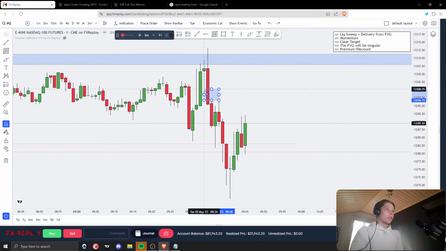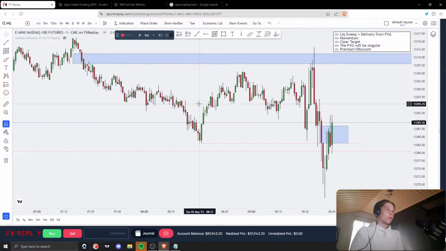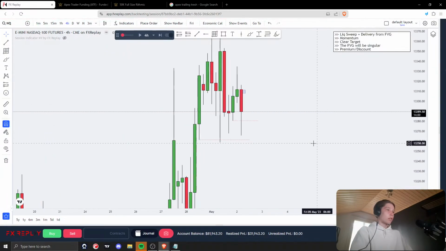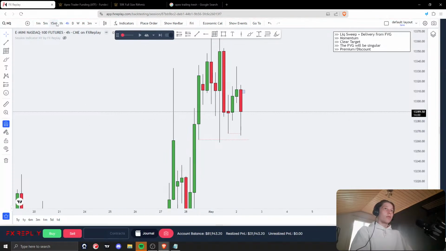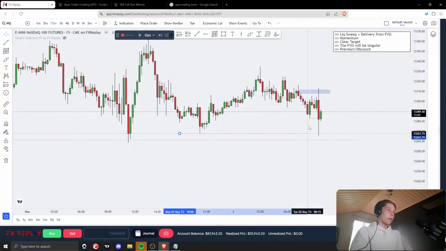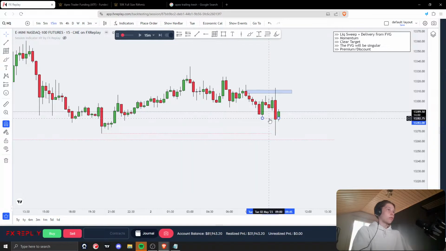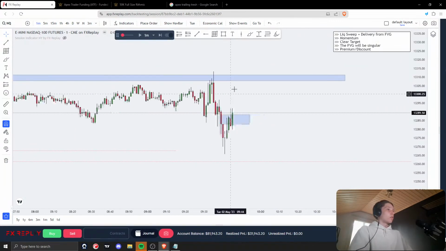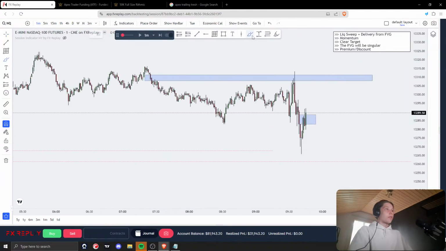Okay, that one gets flipped. The only question is, can we or should we take this? Well, that 4-hour low gets tapped, and not only tapped, also swept. But I think we're downtrending still, so I'd rather go short in this area. I don't want to take this.